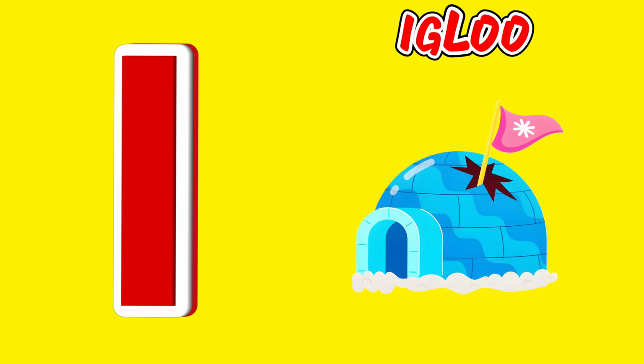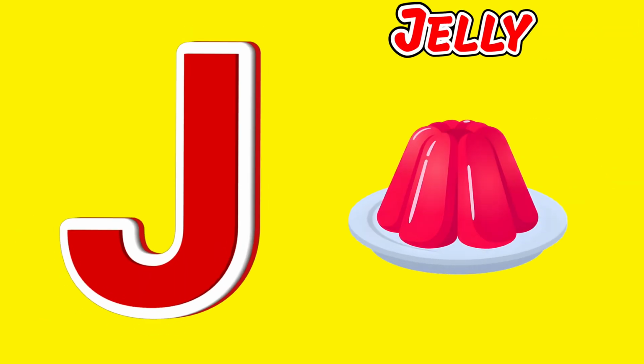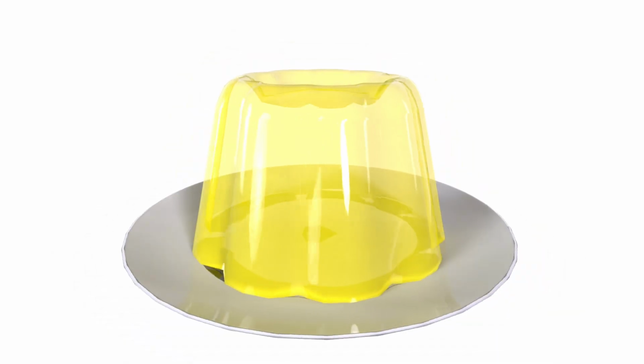I is for igloo. I, igloo. J is for jelly. J, jelly.